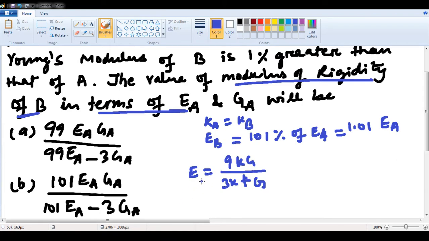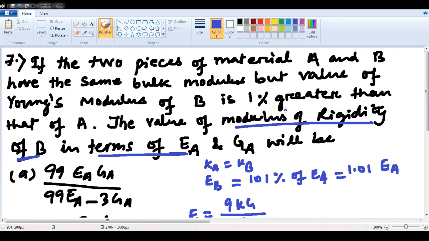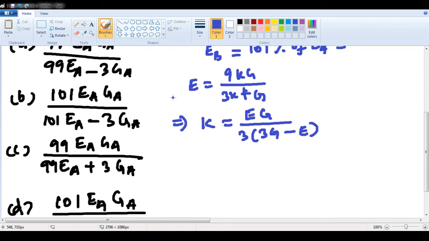Now if I go in terms of K, how will it be? If we bring it in terms of K, we can change it to EG divided by 9G minus 3E, that is 3 times (3G minus E). Basically, since it is talking about modulus of rigidity G and E, I am trying to keep it in terms of E and G only. Right. Now this is the equation we have found.